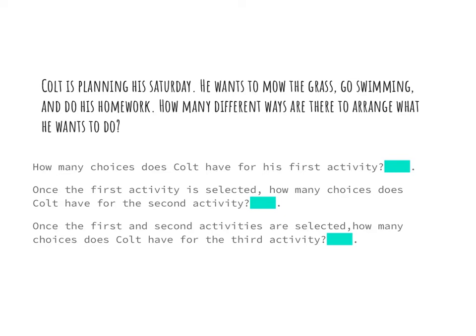How many choices did Colt have for his first activity? Well, starting out, Colt had 3 choices, right? He's got mowing, swimming, and doing his homework, 3 options. Once the first activity was selected, so once he chose, okay, I'm going to do laundry, how many choices did Colt have for the second activity? Well, there are only 2 left, right? If we had mowing and then homework and then swimming, if he chose mowing first, he's got 2 options left, okay?